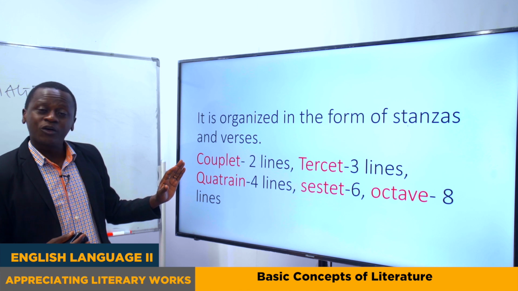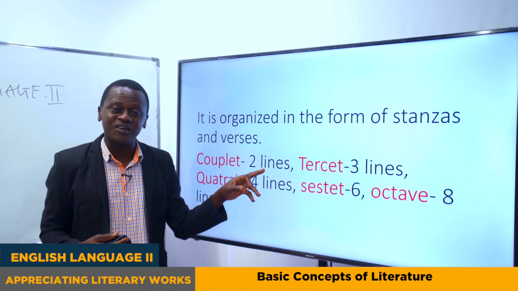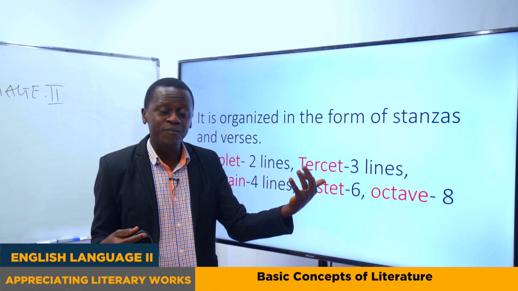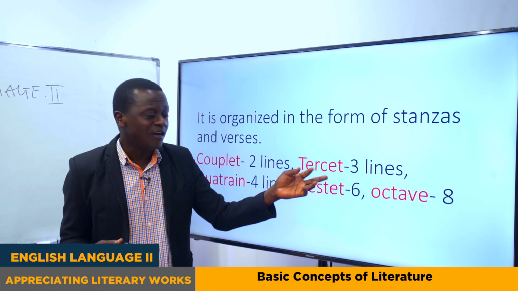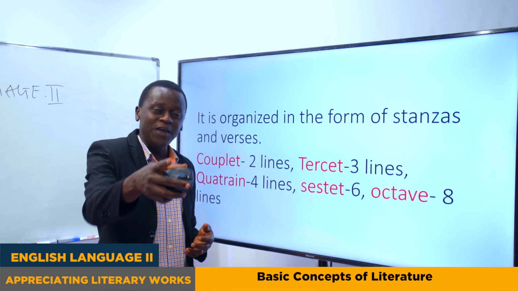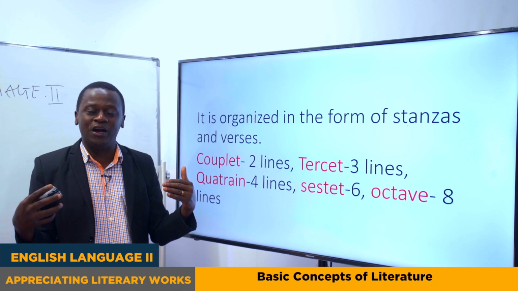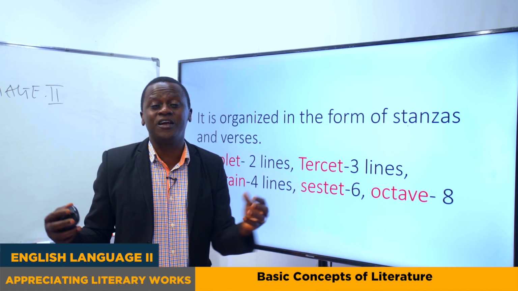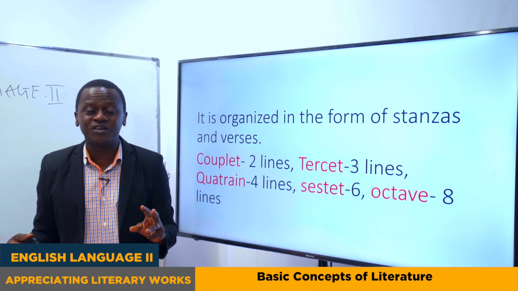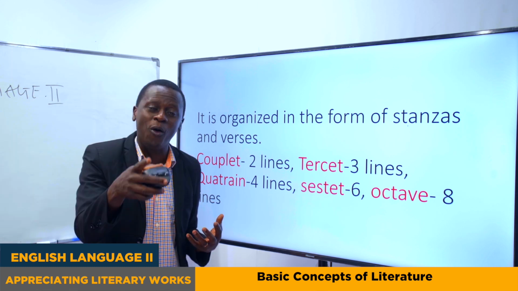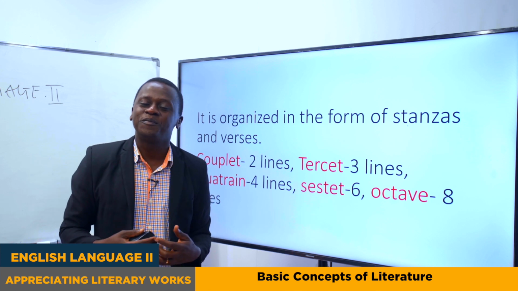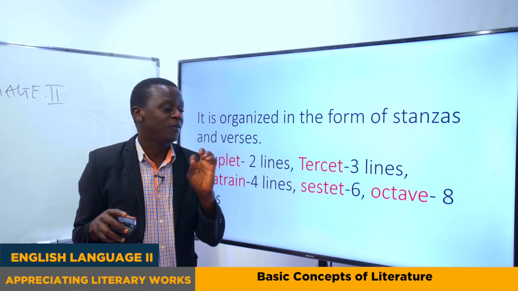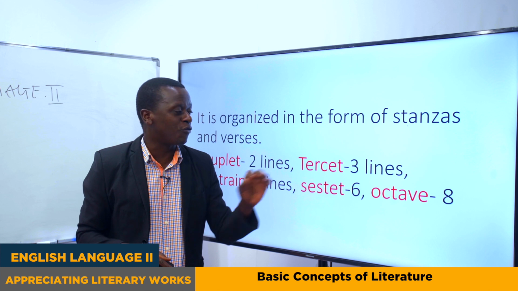Now, if a stanza contains 2 lines or 2 verses, the stanza is called a couplet. Again, if a stanza contains 3 lines or verses, it's a tercet. And again, if I were to ask you, can you give an example of a poem which has stanzas and each stanza contains 3 verses? Yes, you may be able to tell that poem is Your Pain. Now, go and look at that particular poem, and you may find that each stanza has 3 verses or 3 lines.